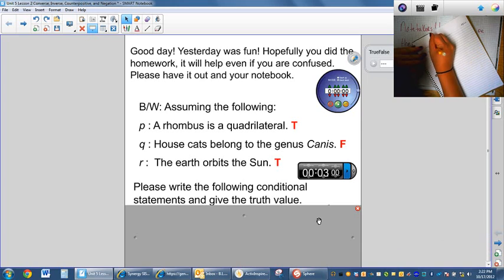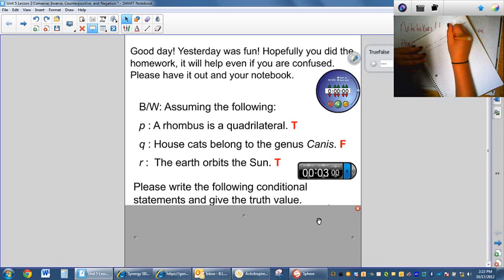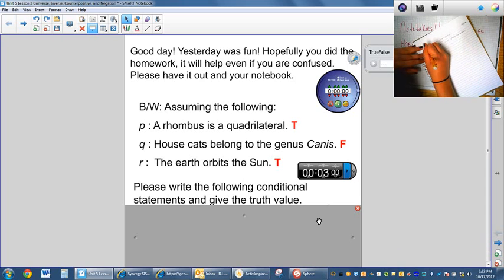Genus. Canine, yeah, so it's false. And R, the Earth orbits the Sun, and that has a truth value of true. You write that. I write P, colon, and it runs to the bottom line. True.